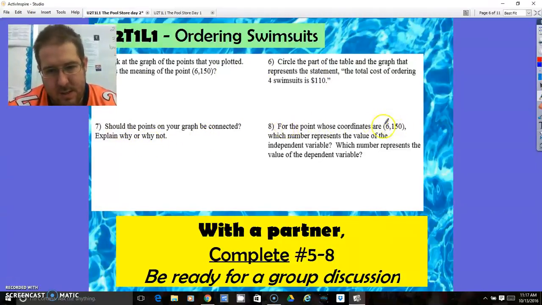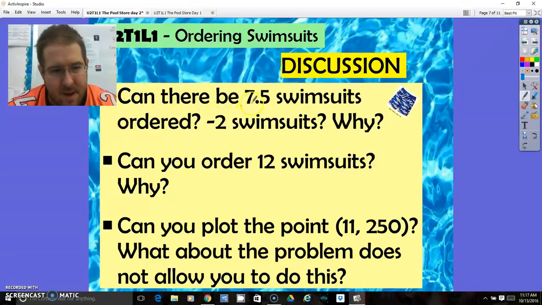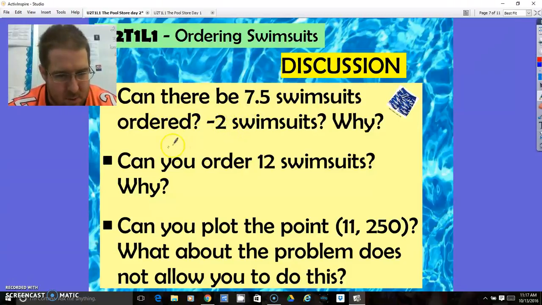For the point with coordinate 6, 150, which number represents the value of the independent variable and which one represents the dependent variable? Well, the independent variable is always listed first. Independent, dependent. 6 is what I can change. I can change the number of swimsuits, and $150 is how much it's going to end up costing if I buy that amount. Can there be 7 half swimsuits ordered? No, I think I've covered that pretty clearly. You cannot buy half a swimsuit. You cannot go to a store, cut the swimsuit in half, and say, hey, I'd like to buy this half a swimsuit.